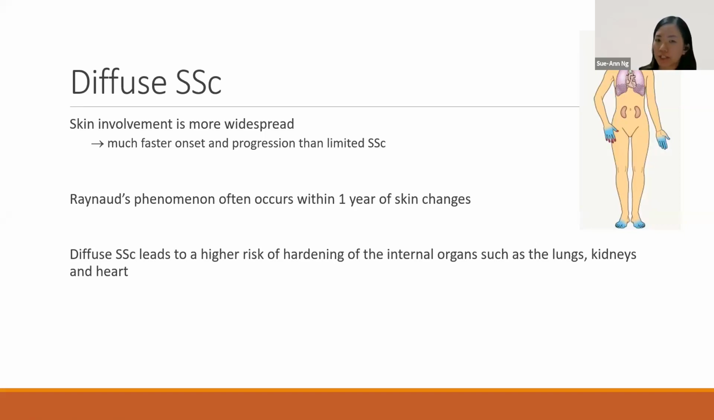Raynaud's phenomenon often occurs as well, and compared to the limited subtype, it occurs much faster, within 1 year of your skin changes. And patients with a diffuse subtype also have a higher risk of hardening of their internal organs, including the lungs, kidneys, as well as the heart.